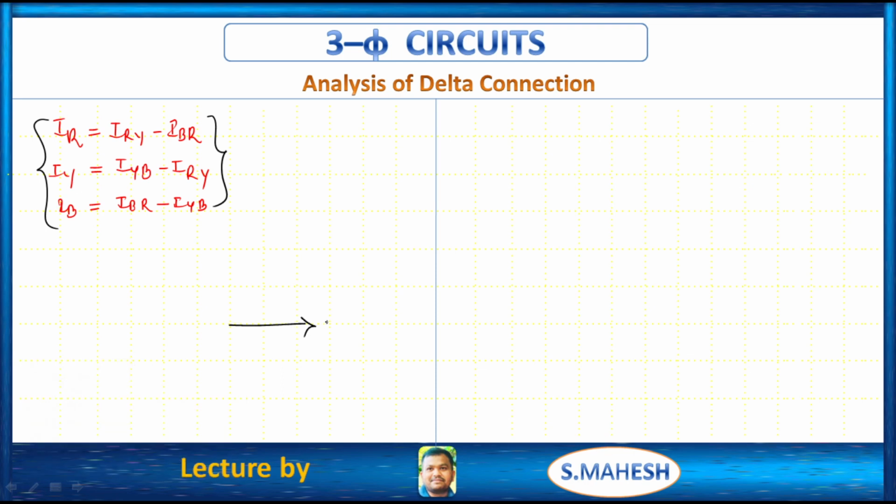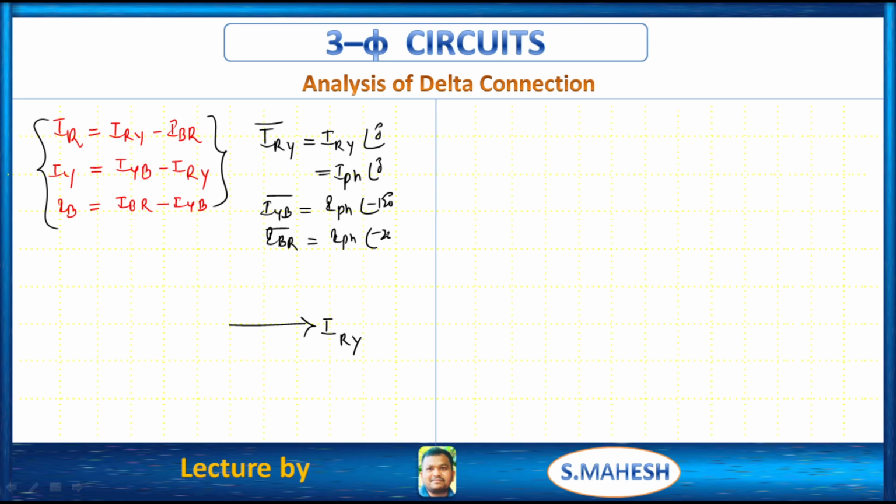This is what? Let us say this is IRY. After 120 degrees of this IRY, we all know that. Before that we can write IRY at an angle 0, or I phase current, or you can write I phase at an angle 0. IYB, I phase at an angle minus 120, IBR, which is equals to I phase at an angle minus 240. Clear? So based on this we have to write.